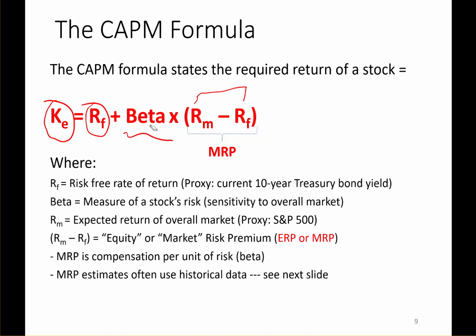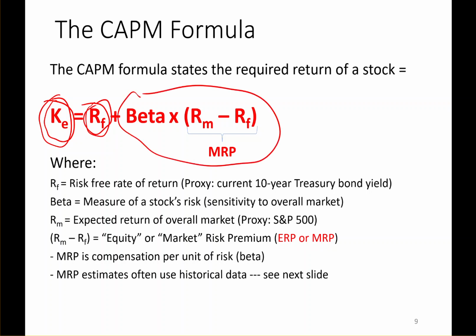Now let's look at the big picture. The big picture is CAPM says every risky asset has to at least give you the risk-free rate of return plus a compensation for risk. So you can think of the CAPM formula as every risky asset gives you the risk-free rate of return plus a compensation for risk. The compensation for risk is that second term.